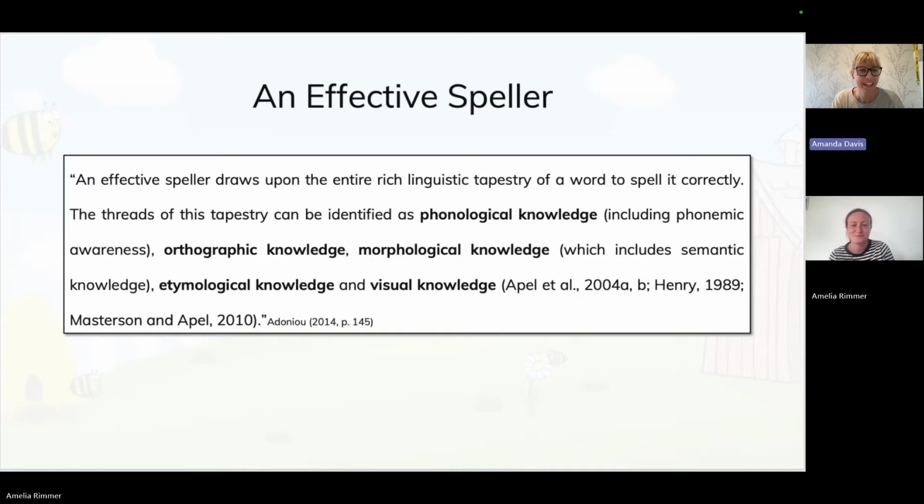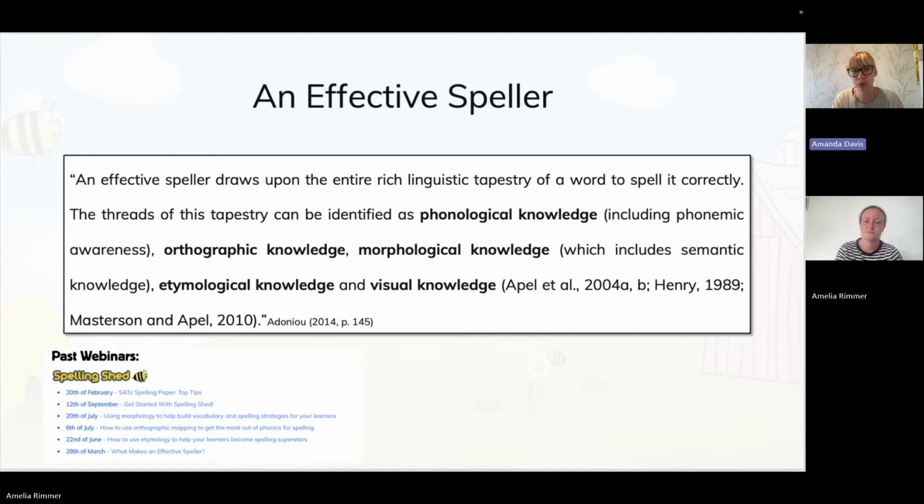Thank you. So there are 5 main strands to being an effective speller. That's phonological knowledge, orthographic knowledge, morphological knowledge, etymological knowledge, and visual knowledge. So some quite wordy threads there. So we're focusing obviously on phonological knowledge today. But if you want to learn more about the other threads, we do have other webinars available on our website that you can access for free via the Spelling Shed site.